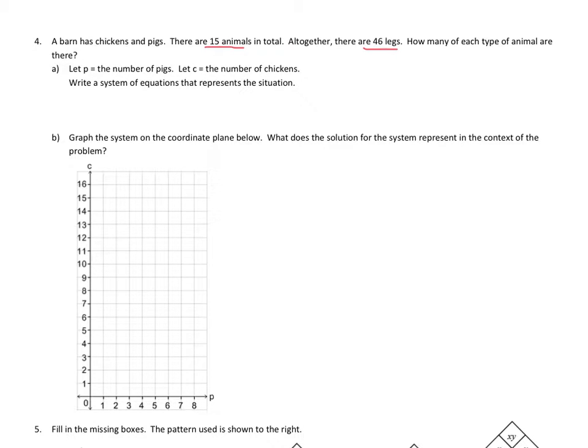So we know that the total number of pigs plus the total number of chickens equals 15 animals. It says that right there. We also know that pigs have 4 legs and that chickens have 2. And if we multiplied the number of pigs times 4, so 4p, plus the number of chickens times 2, 2c, we should get a total of 46 legs.